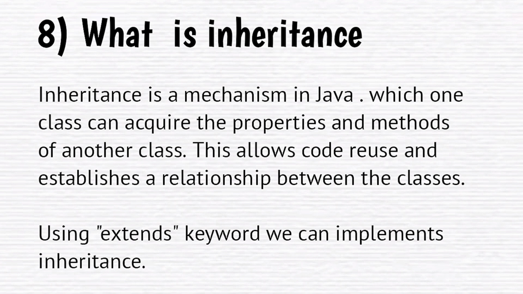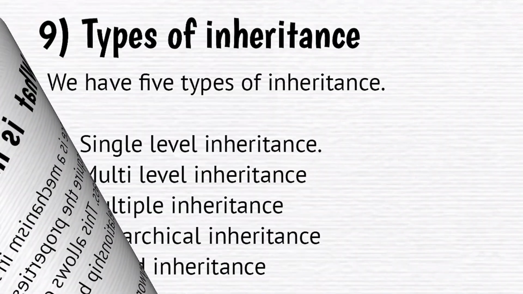What is inheritance? Inheritance is a mechanism in Java in which one class can acquire the properties and methods of another class. This allows code reuse and establishes a relationship between the classes. Using the extends keyword, we can implement inheritance.